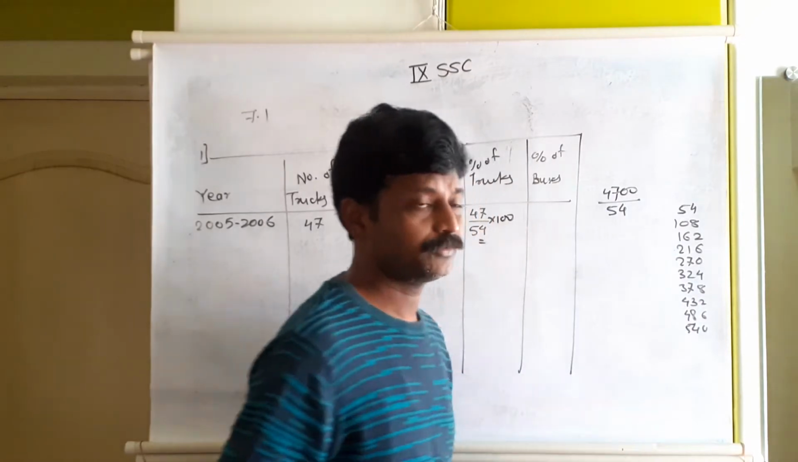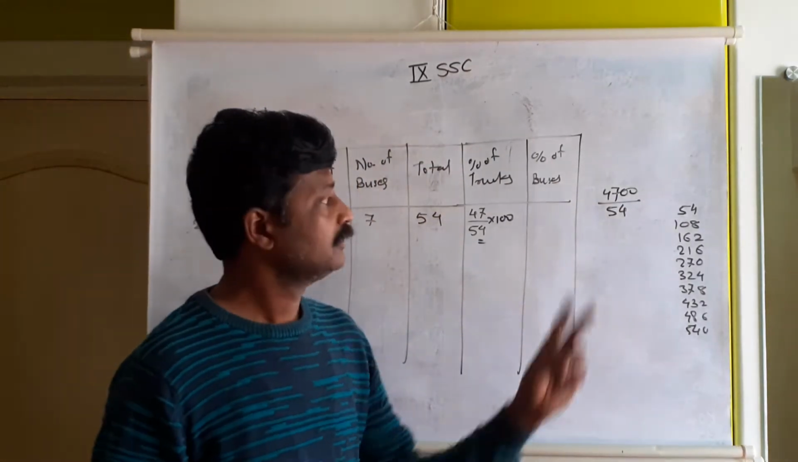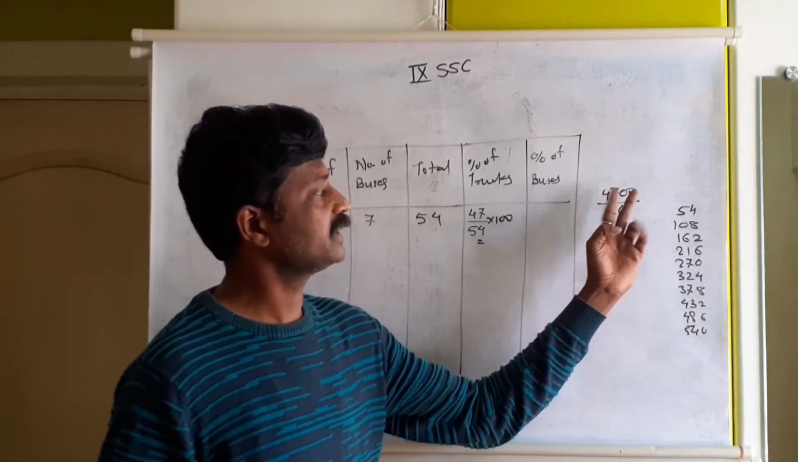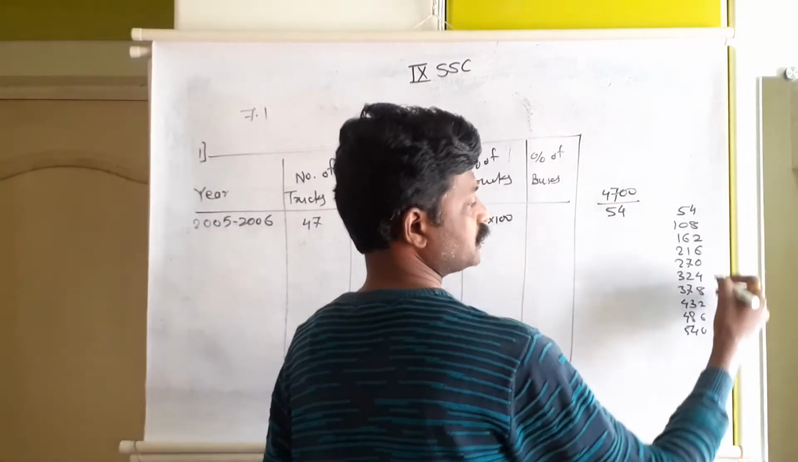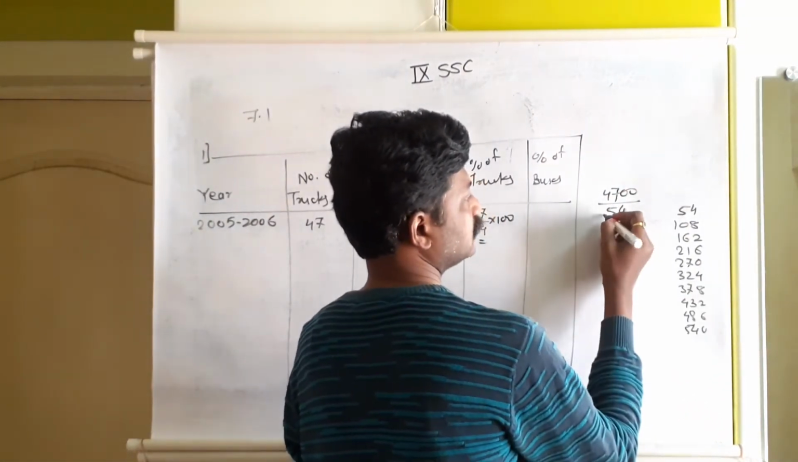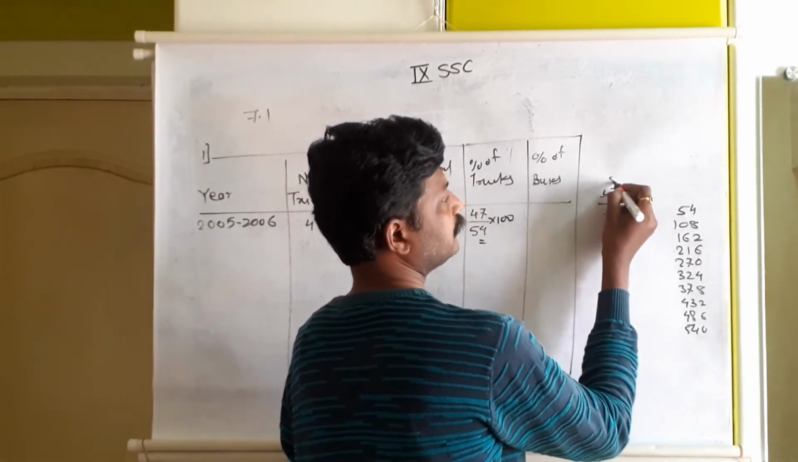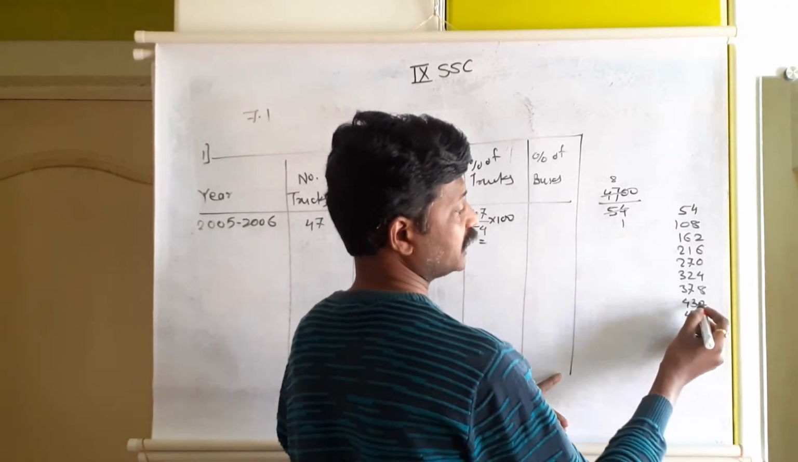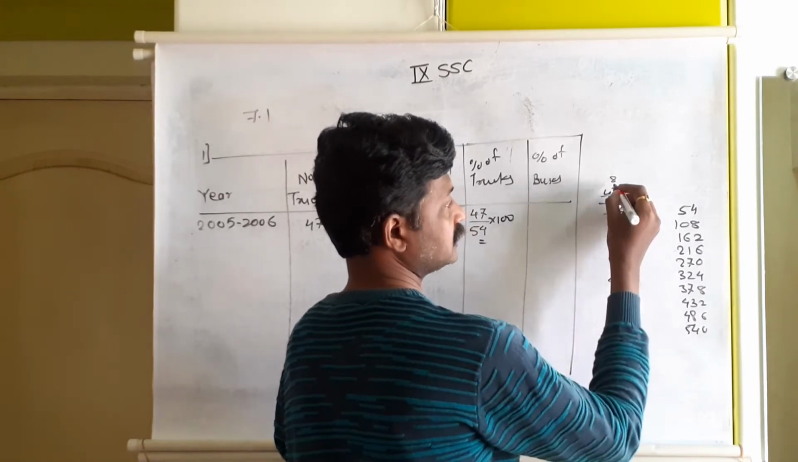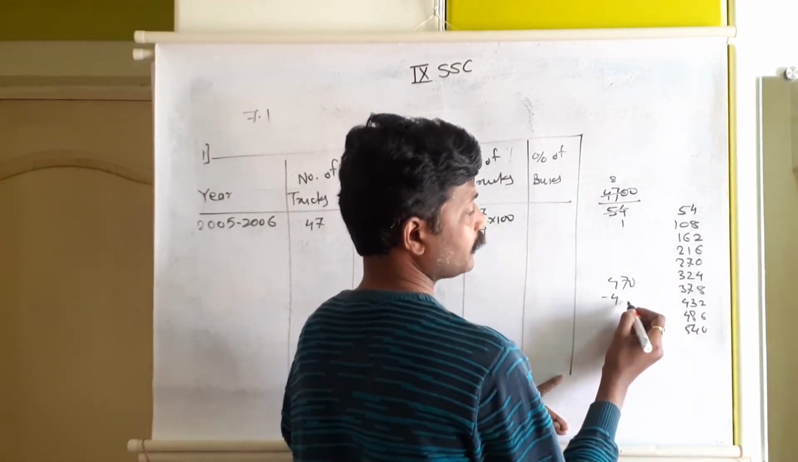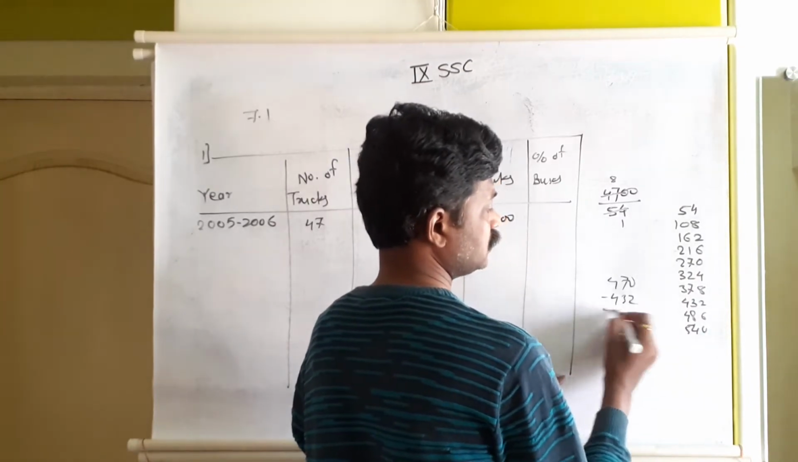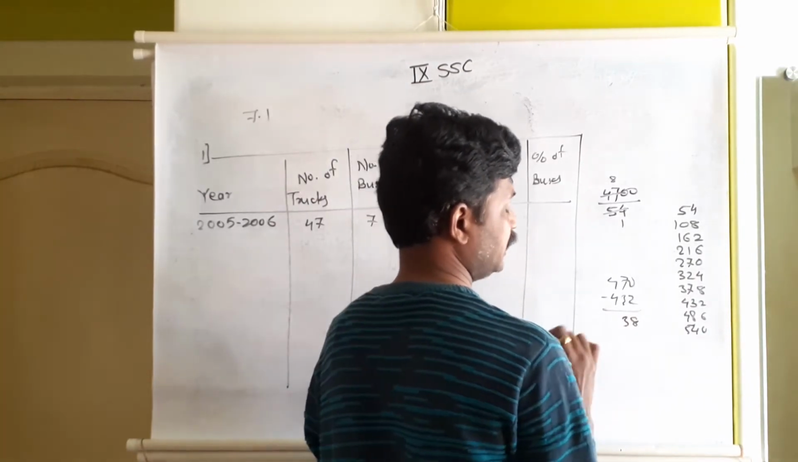Okay, now we divide 47 by 54. 47 is smaller than 54, so first we form three digits, 470. 470 means which will fit here? 8s are. 54 1s are 54, 54 8s are 432. 470 is the number, we have 54 8s are 432. The difference here is 38.